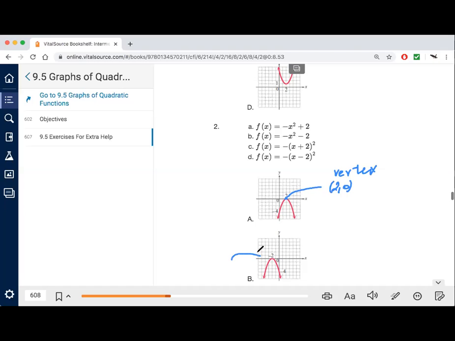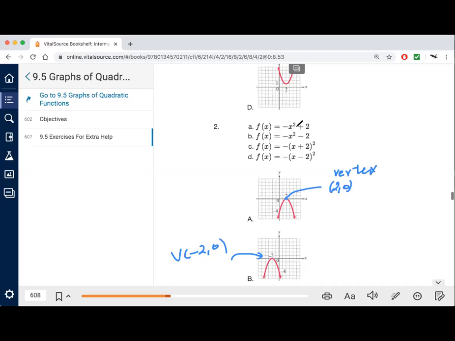What about this one? What's the vertex? That's going to be x is -2. And y is going to be 0. Also 0. That's right. That's point B. So if you look at it, it's basically this point.